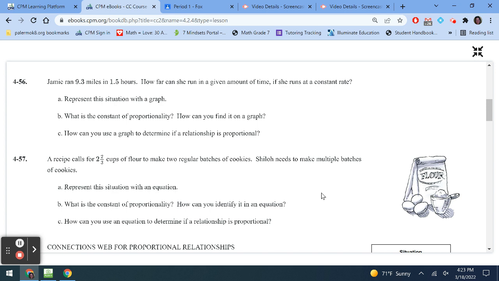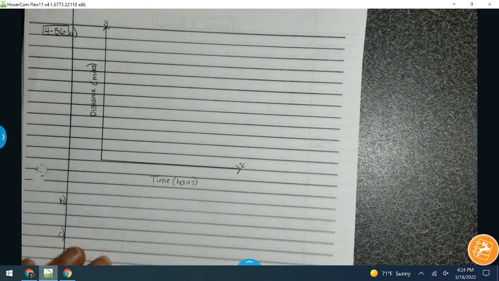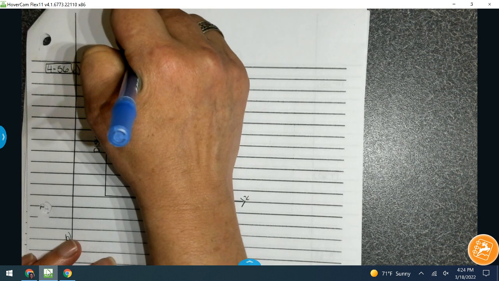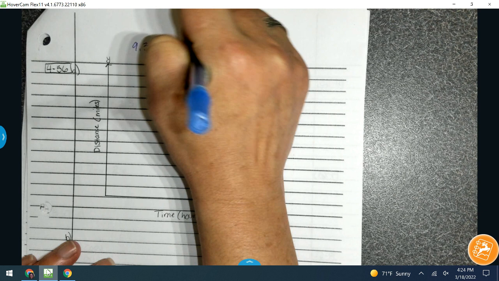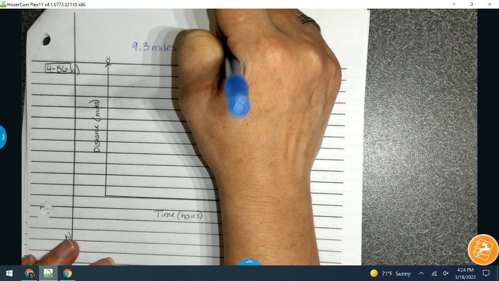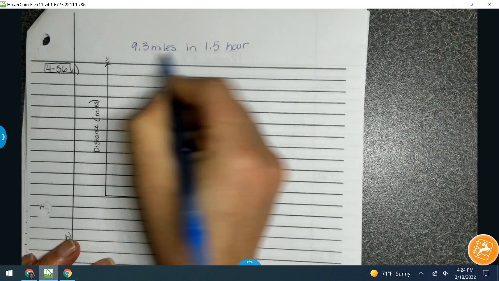Now, the hard time that I have with this particular problem, I'll be honest, is that that's kind of a difficult thing to do without having a table. I always make my graphs from a table, but we're going to make it happen. Here we go. So we know for sure, and I'm going to write it right here, that 9 3/10 miles in 1.5 hours. I'm getting tired. I'm not saying the decimal right.